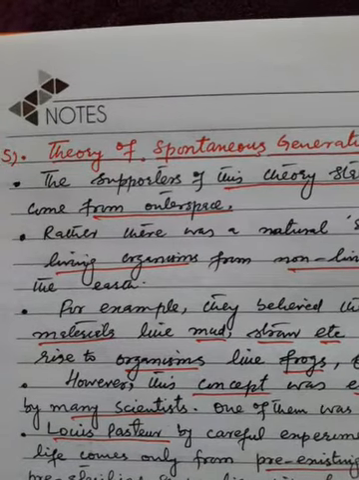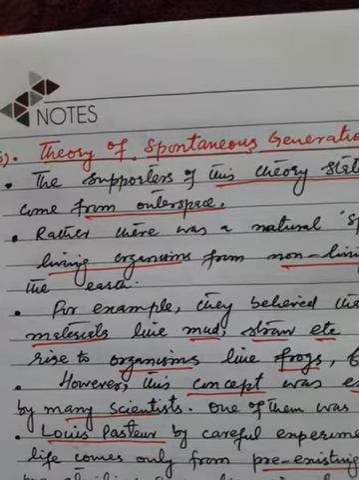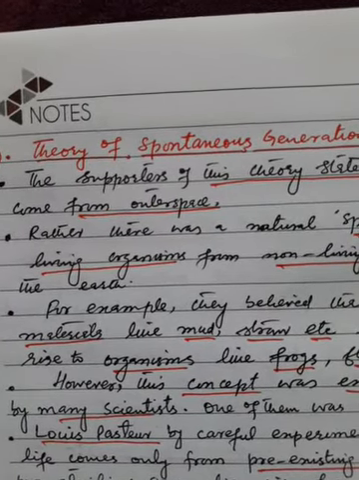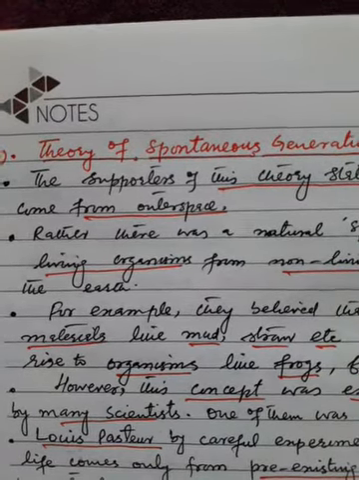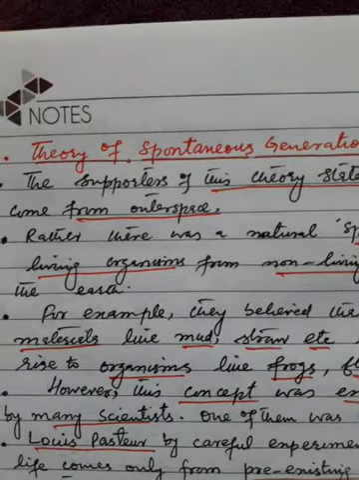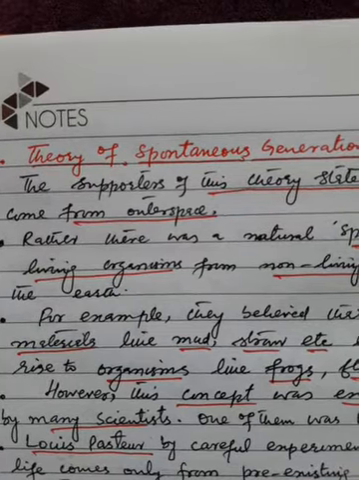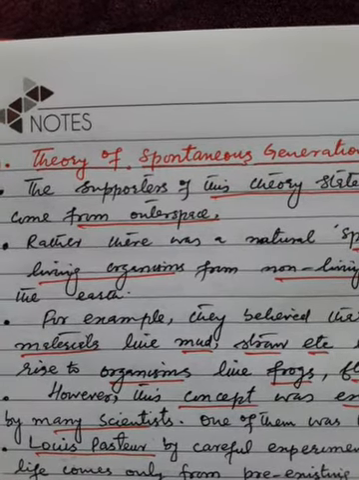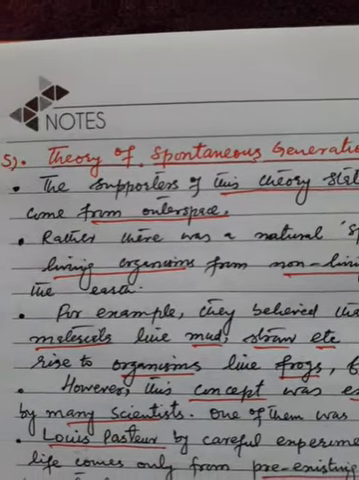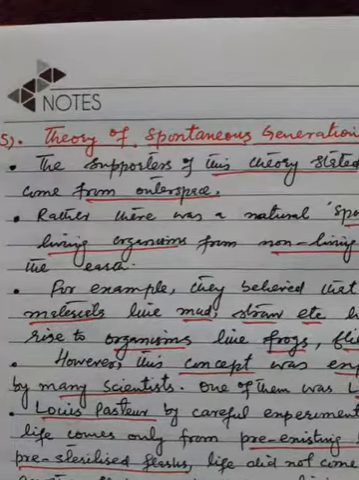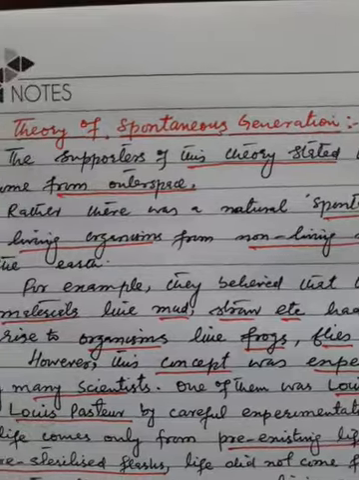We are continuing our today's afternoon class with the theories on the origin of life. Various theories have been put forth. Out of these theories, we have discussed some of the theories like theory of special creation, theory of catastrophism, theory of biogenesis, cosmozoic theory. Now today we shall be discussing about the theory of spontaneous generation.